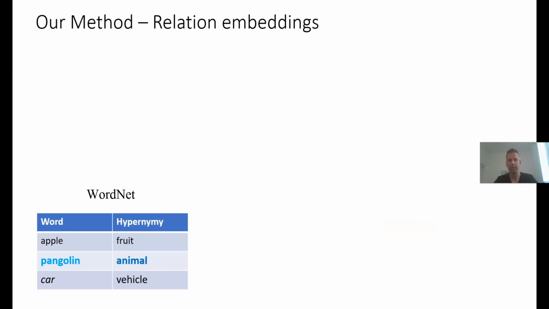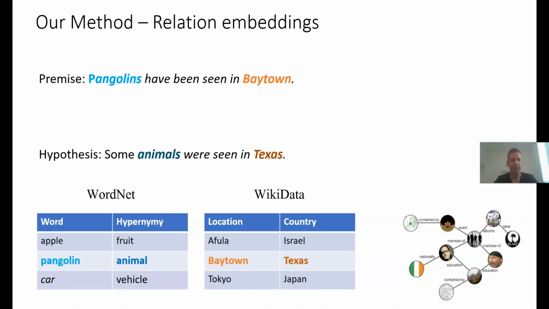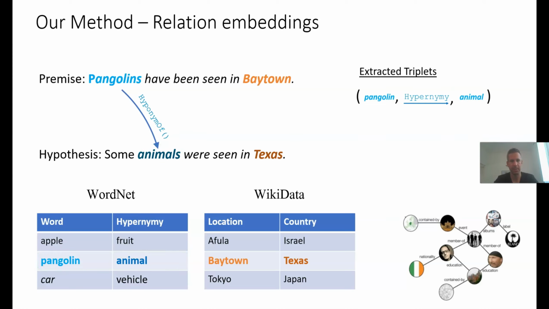Let's take WordNet and Wikidata as our knowledge bases, and the following sentence pair for example. The premise: pangolins have been seen in Baytown, and the hypothesis: some animals were seen in Texas. The relation extractor matches the entity pangolin to its entry in WordNet, locates its hypernym animal in the hypothesis, and creates a triplet with the relation hypernymy. The same for the entities Baytown and Texas, and the location relation extracted from Wikidata.